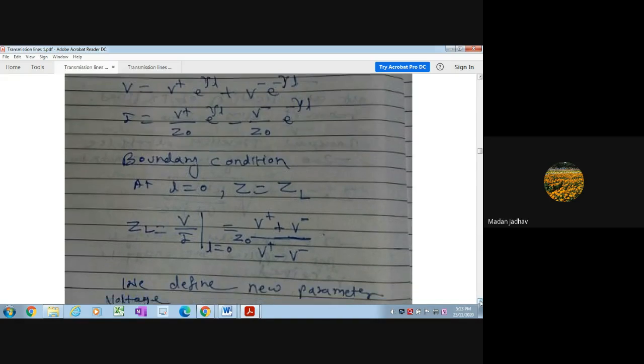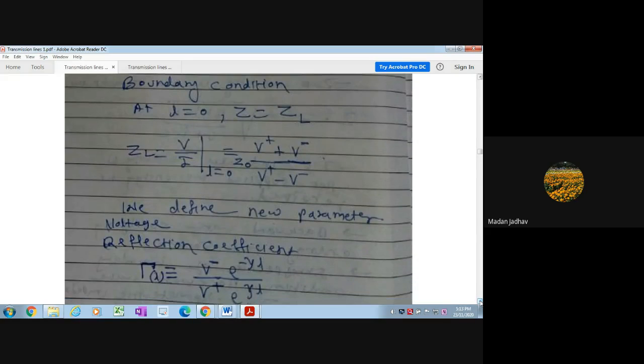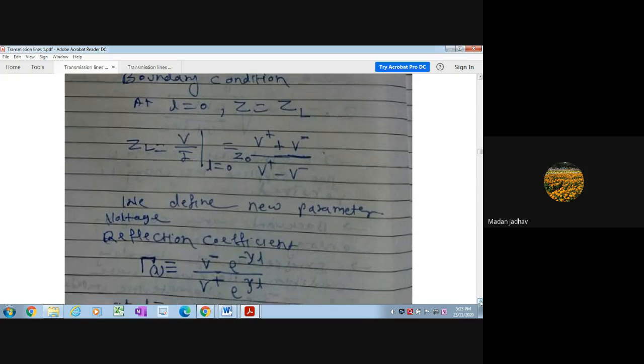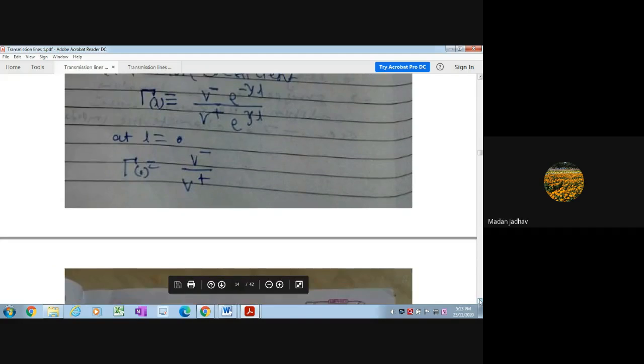Now we have to define what the reflection coefficient means. The reflection coefficient is just the ratio of the reflected voltage to the forward voltage, and when L is equal to 0, the equation for the reflection coefficient is V minus divided by V plus. Now this reflection coefficient is also a complex number, having a phase and also a magnitude.